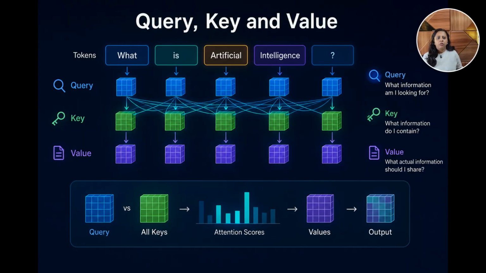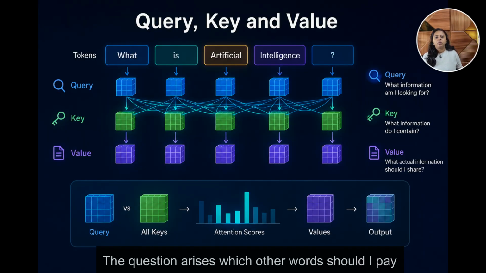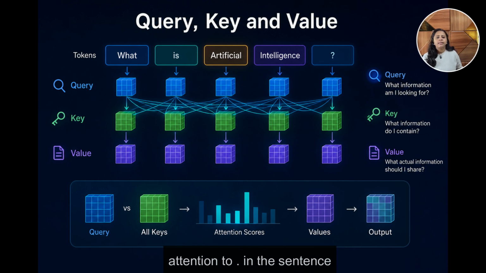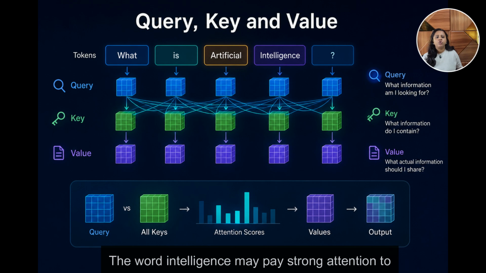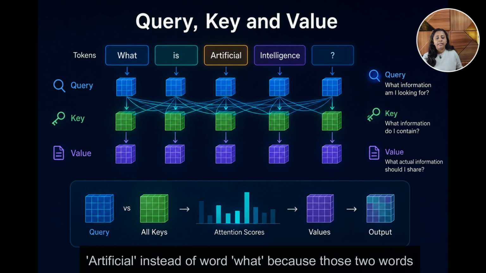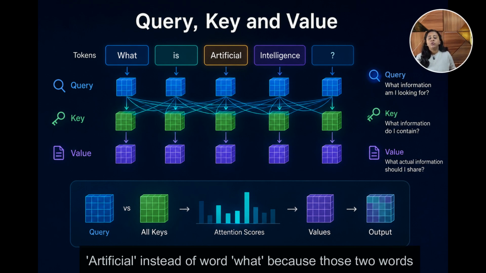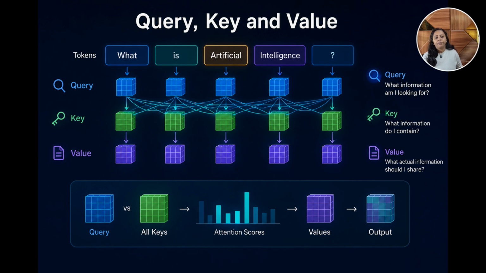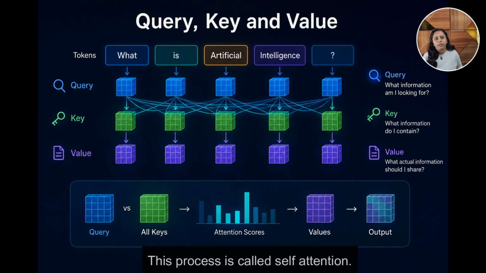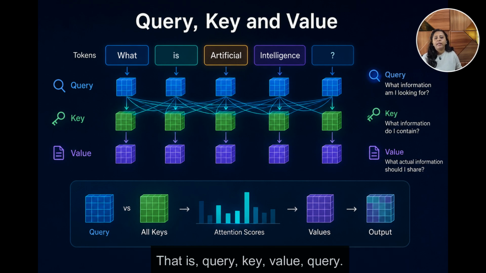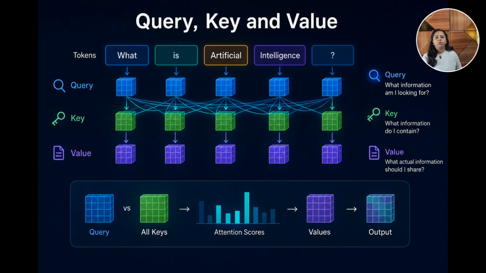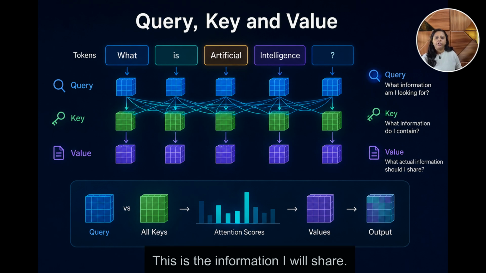In the transformer, the question arises: which other word should I pay attention to? In the sentence, what is artificial intelligence, the word intelligence may pay strong attention to artificial instead of the word what, because those two words are closely related. This process is called self-attention. To calculate attention, every word creates three vectors, that is, query, key, value. Query: what information am I looking for? Key: what information do I have? Value: this is the information I will share.